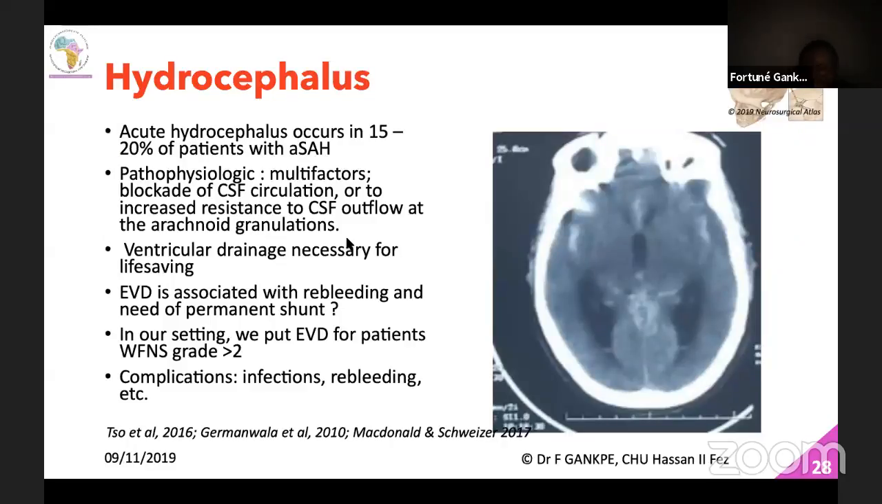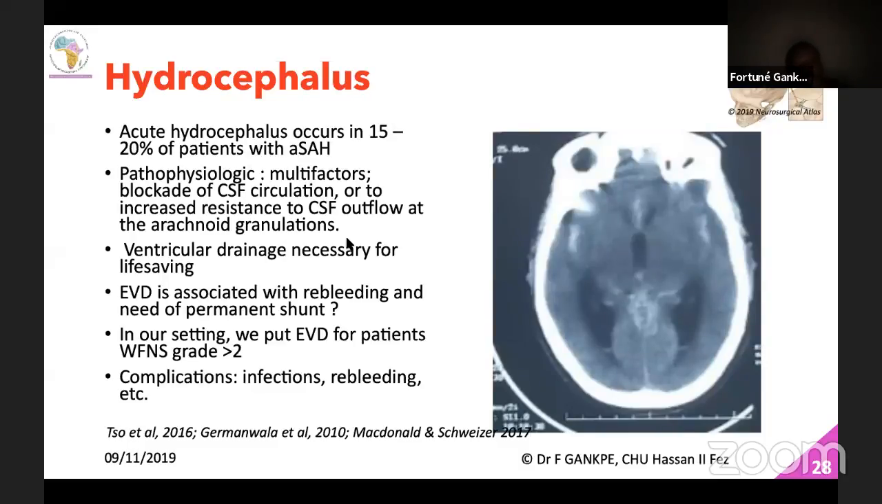Another complication of subarachnoid hemorrhage is hydrocephalus. Acute hydrocephalus occurs in 15 to 20% of patients with aneurysmal subarachnoid hemorrhage. The pathophysiology is very complex and multifactorial, such as blockage of CSF circulation or increased resistance to CSF outflow at the arachnoid granulations.